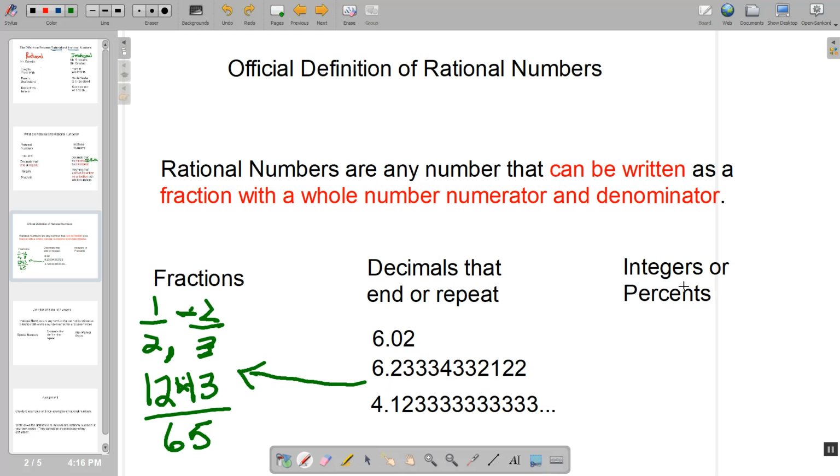And now any integer or any percent are also going to be rational numbers. So that's something like -4, rational number. 23%, rational number. Or even if we have something like -0.8%. My pen is really difficult today. 0.8%, that is also a rational number.